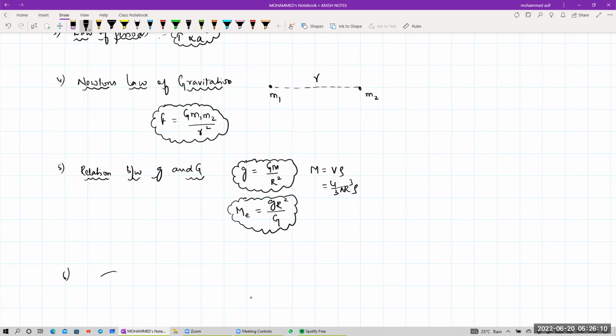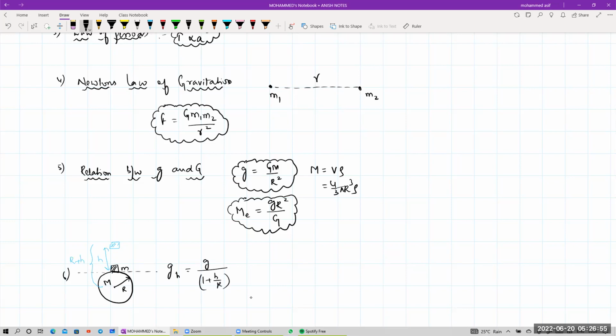And one more very important relation. When the body is taken to a certain height, like say this is your Earth, and this is the radius of the Earth, and here there is a body. When the body is on the surface of the Earth, the mass of the Earth is capital M, isn't it? And this is your reference. From this reference, when the body is taken to a certain height H from the surface of the Earth, what is the total distance from the center of the Earth? R plus H.